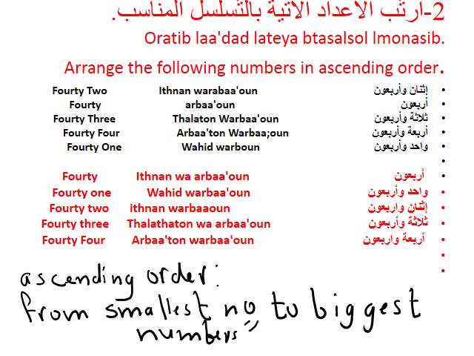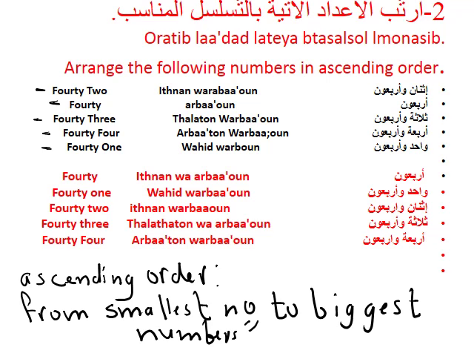First, we start reading the numbers in the English language in order to know them in the Arabic language. The first number is 42. The second number is 40. The third number is 43. And the fourth number is 44. And the fifth number is 41.